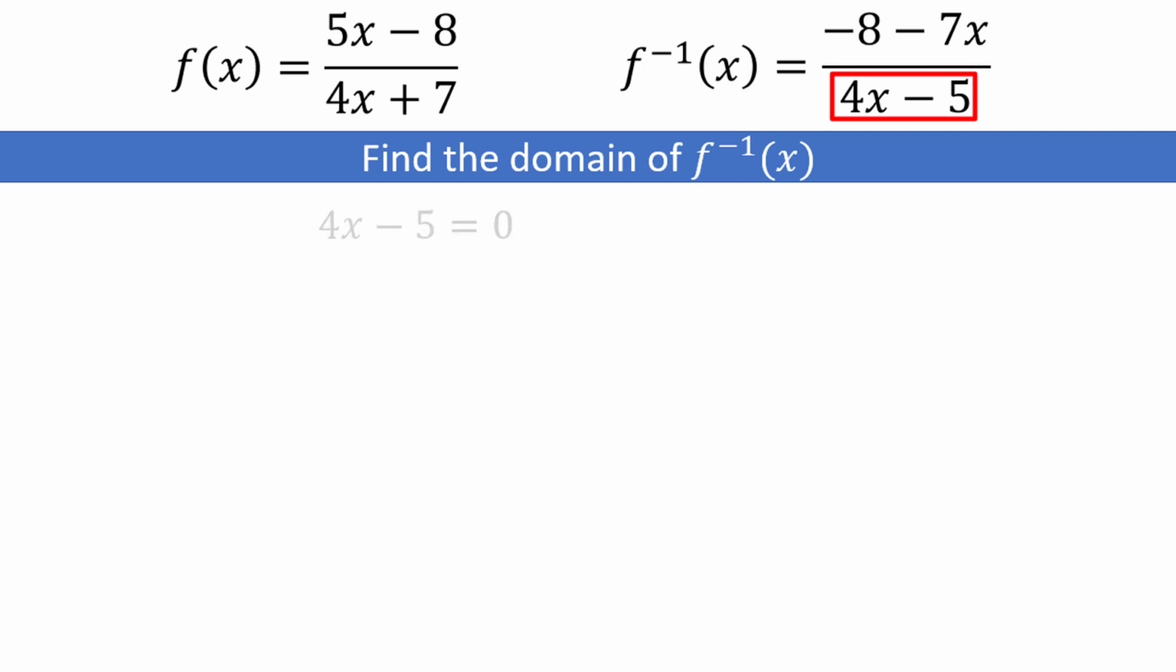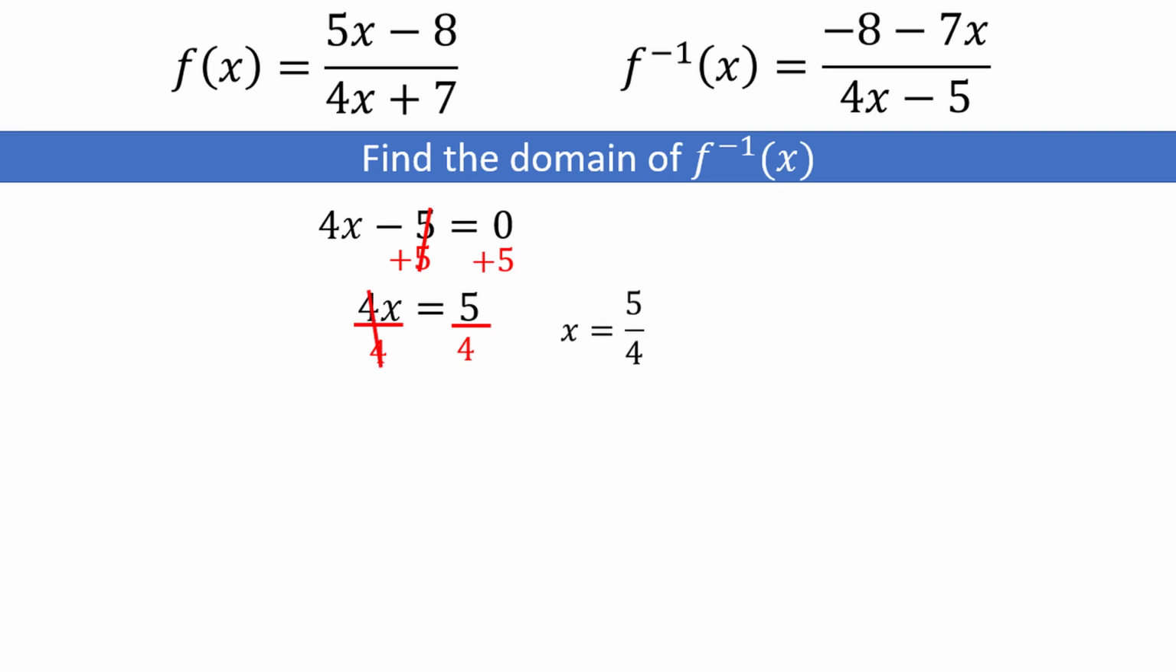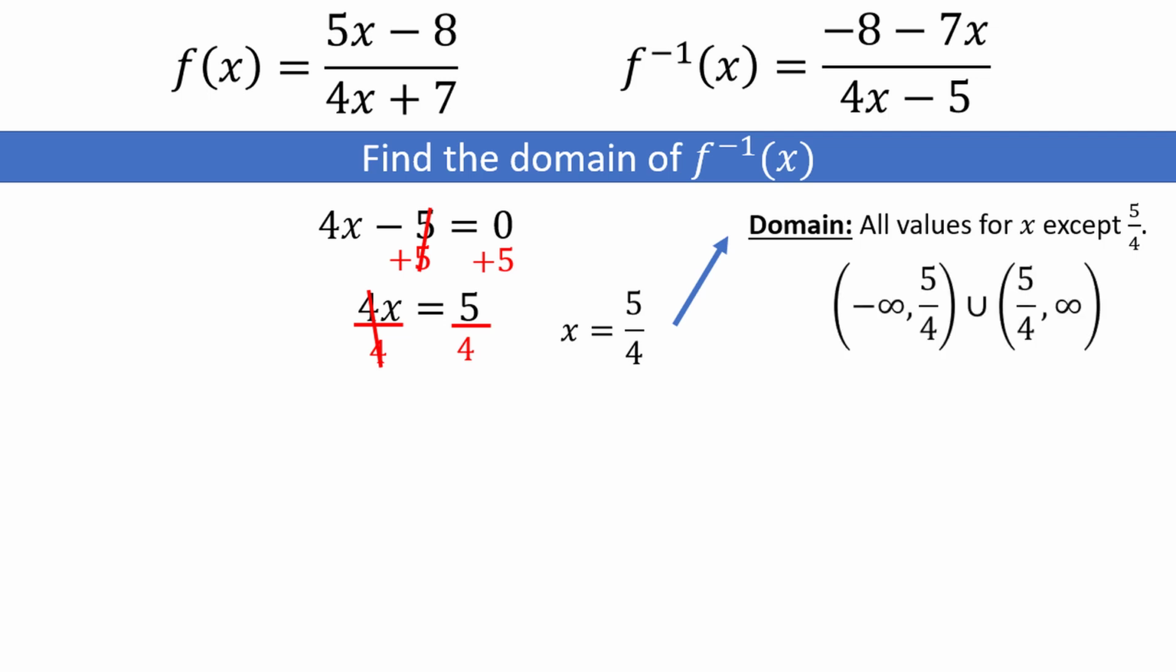So we can set 4x minus 5 equal to 0. Adding 5 to both sides, we have 4x is equal to 5. Dividing both sides by 4, we get x is equal to 5 over 4. The domain of the inverse includes all values except x is equal to 5 over 4, or in interval notation, negative infinity up to 5 over 4, union 5 over 4 up to infinity.